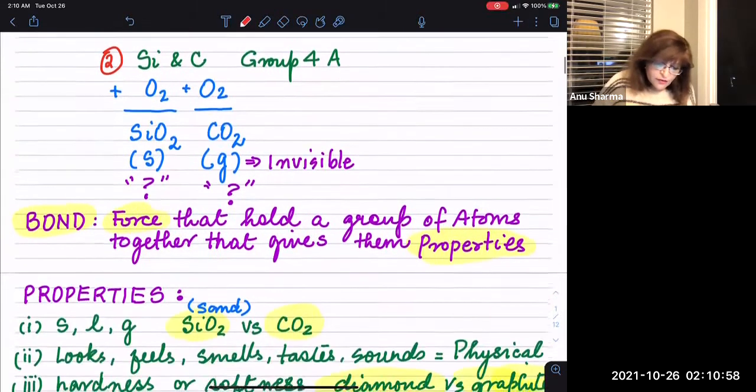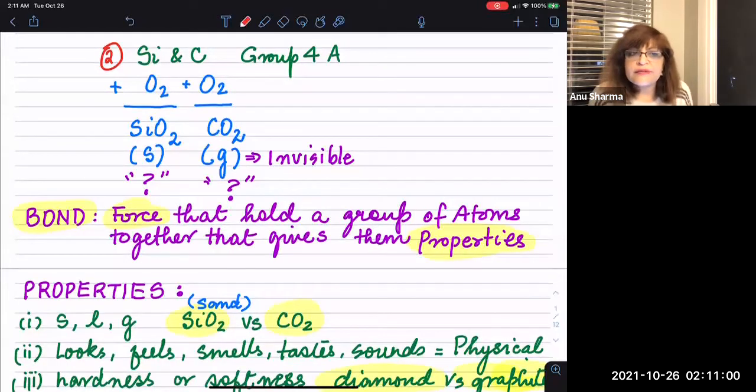Now let's look at group 4A elements. Group 4A elements are silicon and carbon. When silicon combines with oxygen, it gives you silicon dioxide. When carbon combines with oxygen, it gives you carbon dioxide. Silicon combining with oxygen gives you silica, which is called sand. Carbon dioxide is a gas. So one is a solid and the other is an invisible gas, in fact. And both of them are group 4A elements. So why is that so? Why does silicon combining with oxygen give a solid, which you can see, and it's quite abundant on this earth, versus carbon dioxide, which you can't even see?